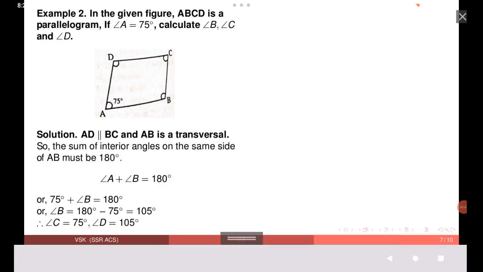Now let us see what is given over here in this example number 2. In the given figure, ABCD is a parallelogram. If angle A is 75, this angle is given as 75. Calculate angle B, C and D. Now here AD is parallel to BC. This information will be given in the exam. So this is parallel to this and AB is transversal.